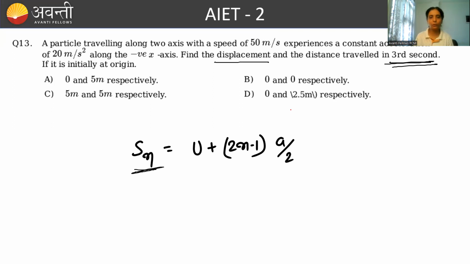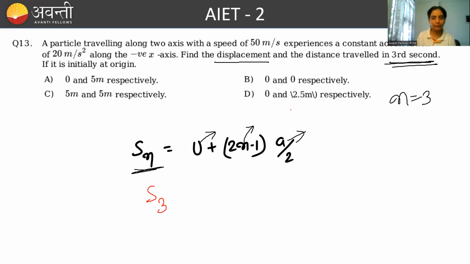Displacement in nth second का formula क्या होता है? u plus (2n minus 1) a by 2. A is acceleration, u is initial velocity, n is the time, like nth second it is. So here, n will be how much? Third, because we are calculating displacement in third second. So put the value and get the answer. It is as simple as that.